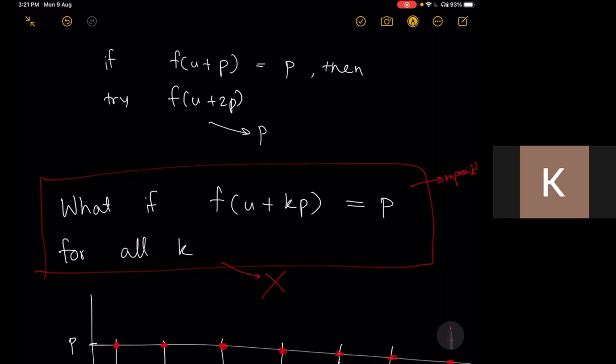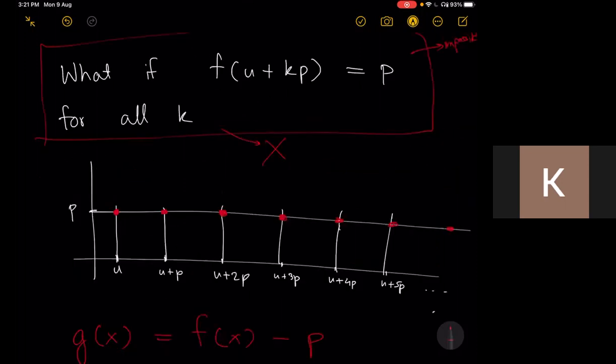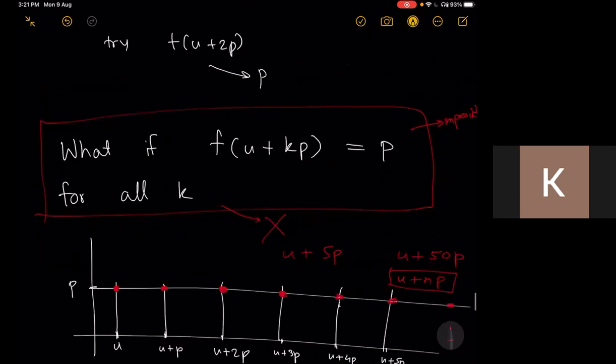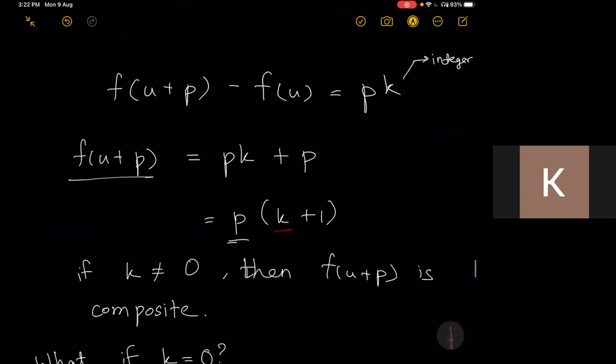So if this situation is not possible, then I will definitely find some u plus 5p or u plus 50p or some number u plus np for which f of u plus that number is not p. So for that it will again be k will not be 0 and this thing will become composite.